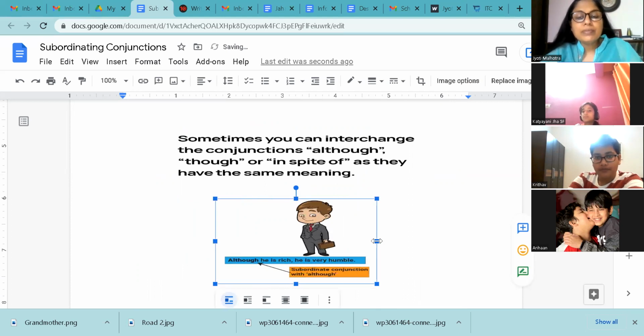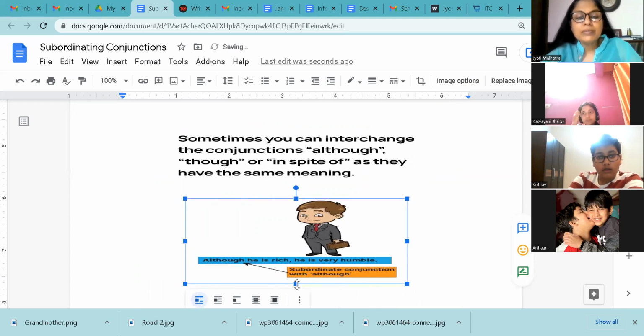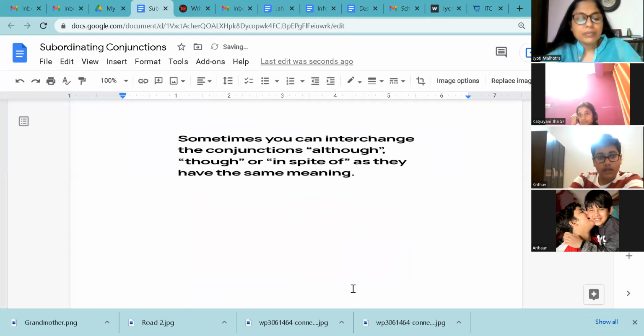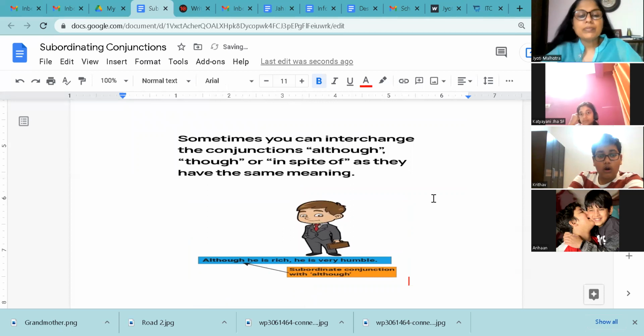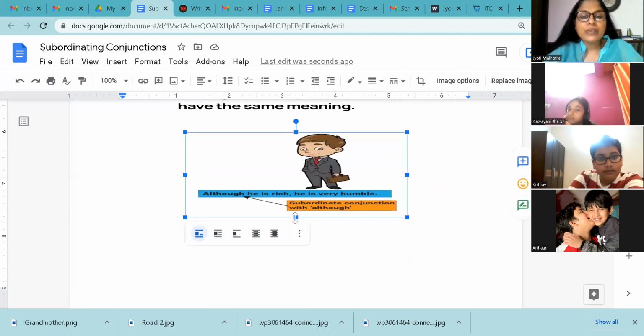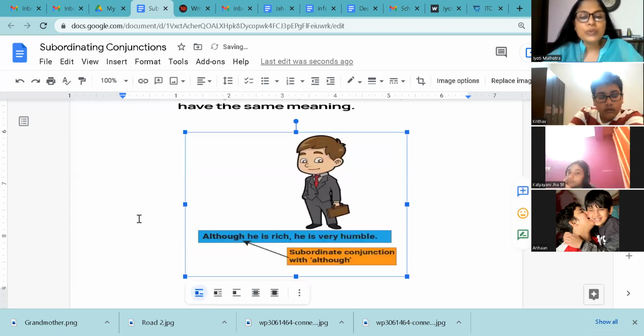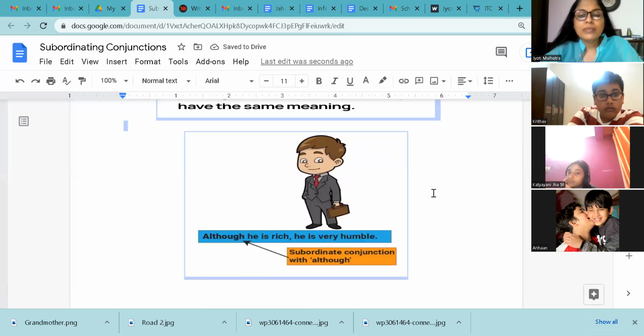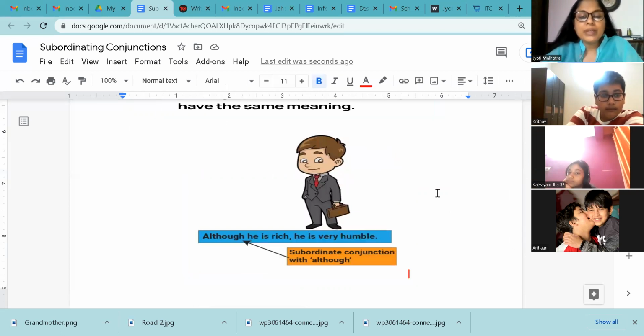Read this. Sometimes you can interchange the conjunctions although, though, or in spite of, as they have the same meaning. Okay, let's read this example. Although he is rich, he's very humble. In this, which one do you think is the main clause? Pritha? Which is the main clause in this? He is very humble. Very good. And which one is the dependent clause? Although he is rich.